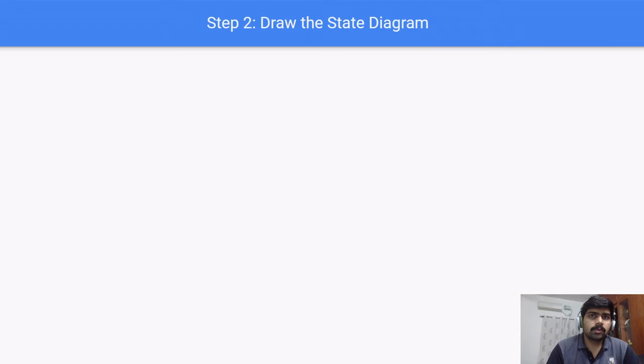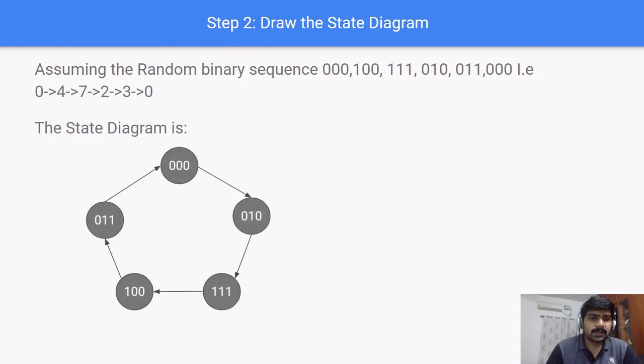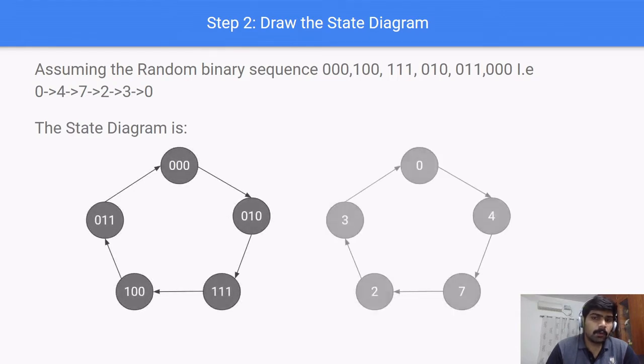Moving on, let's assume we have the following binary numbers given to us: 000, 100, 111, 010, 011, and 000. The state diagram for these is something like this, where 000 is 0, 010 is 4, 111 is 7, 100 is 2, and 011 is 3.